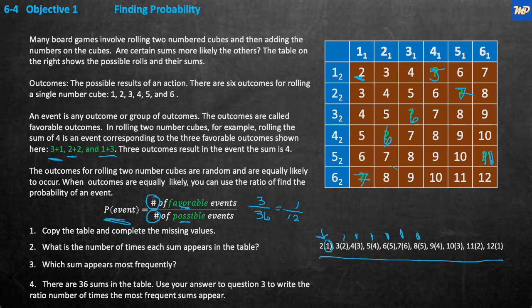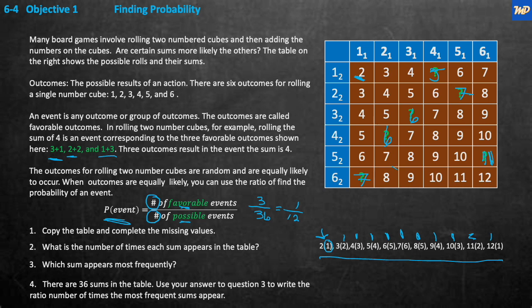The number 8, 5 times. Oh, now it's going backwards. It's going to go 5, 4, 3. The number 9, 4 times. The number 10, 3 times. The number 11, 2 times. And the number 12, 1 time. So it goes 1, 2, 3, 4, 5, 6 times, then 5, 4, 3, 2, 1.